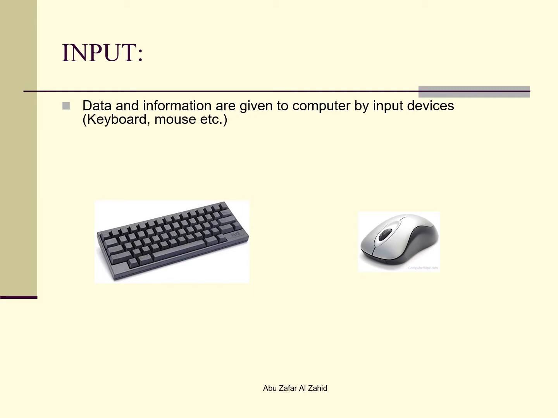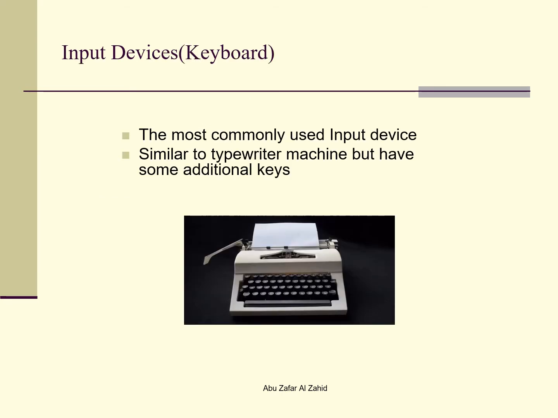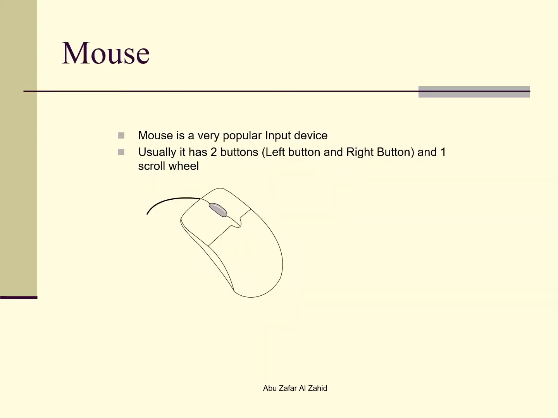It is not that we always write either letters or words. Often we need to do some other things. For example, if we want to draw a picture, we cannot do it by the keyboard. We can do it by moving the mouse. Keyboard is the most commonly used input device. It is similar to typewriter machine, but it has some additional keys.